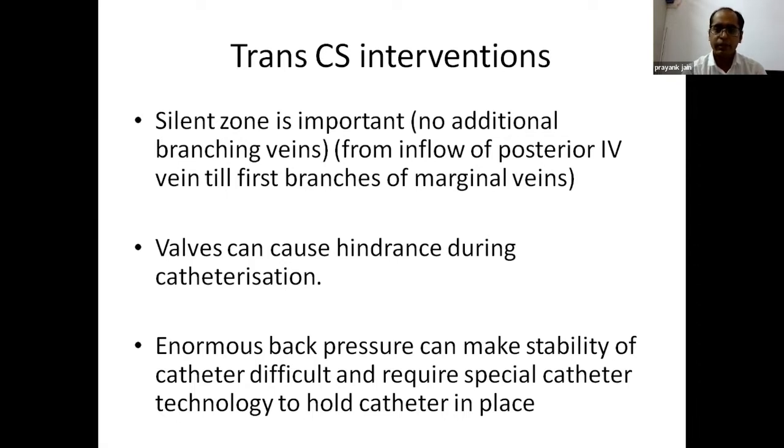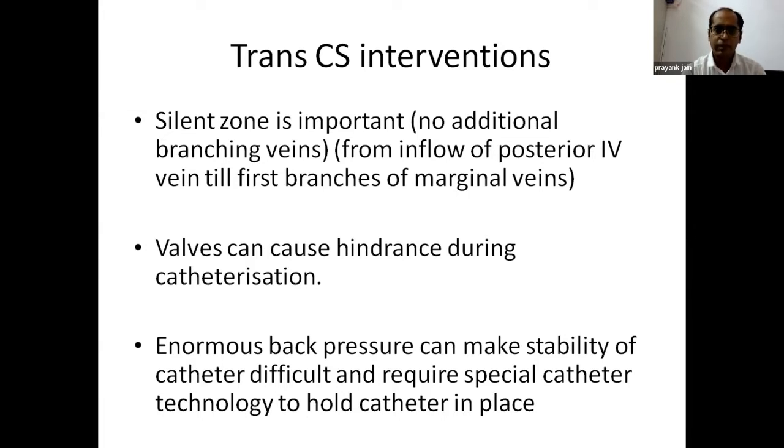So at the junction of right atrium and coronary sinus, there is a Thebesian valve. And at the junction of great cardiac vein and coronary sinus, there is a valve of Vieussens. So for balloon occlusion techniques, we do not have to worry about the valve of Vieussens. We need to worry about the Thebesian valve.